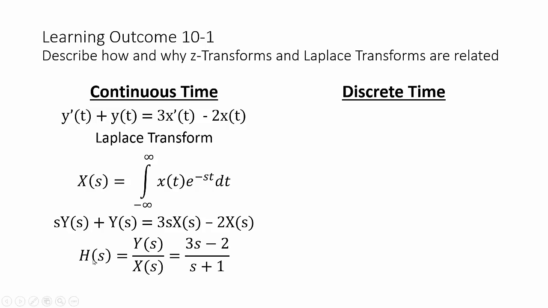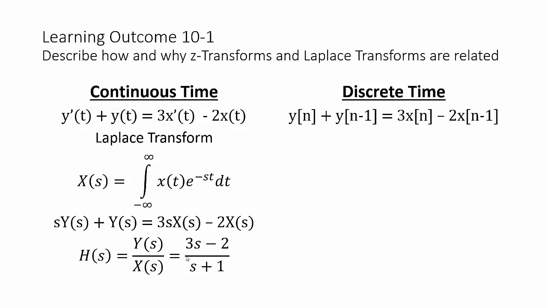To get our transfer function, H(s), which is the ratio of Y(s) and X(s), we collect our Y terms, collect our X terms, and divide. We wind up with H(s) is 3s minus 2 divided by s plus 1. Now let's see how the same thing works on a similar system in discrete time.